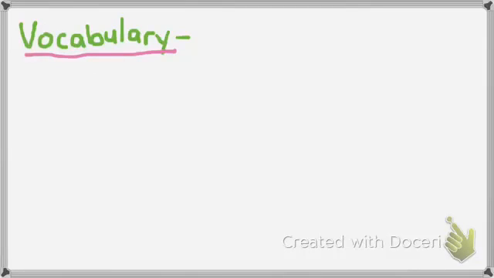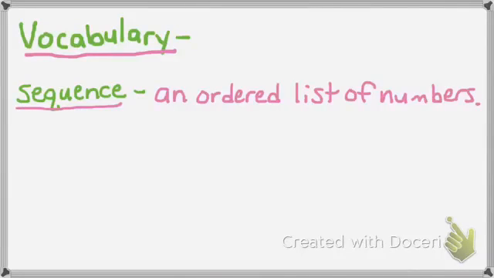We have some vocabulary to go along with today's lesson, and our first word is sequence. A sequence is an ordered list of numbers. So the numbers follow a sequence, like counting by ones, 1, 2, 3, 4, or counting by twos, 2, 4, 6, 8. It's an ordered list of numbers.